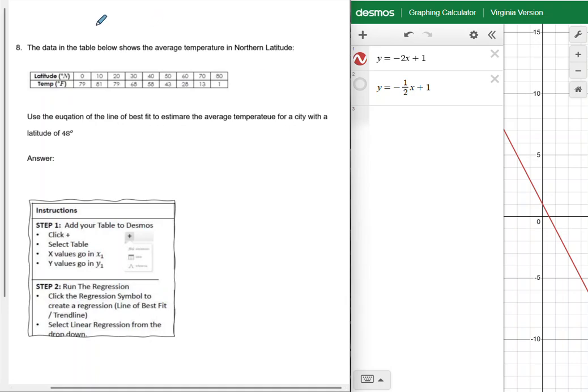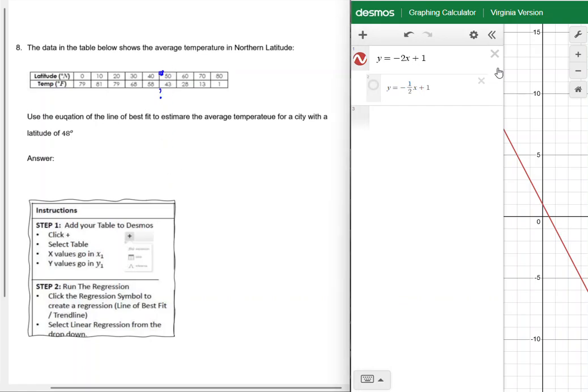The data in the table below shows the average temperature in northern latitude cities. Use the equation of the line of best fit to estimate the average temperature for a city with latitude of 48. Okay, so latitude is in this column right here, and 48 is somewhere over here. So we're looking for the y value. I have that data missing.